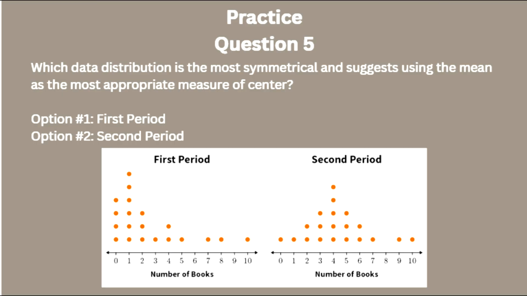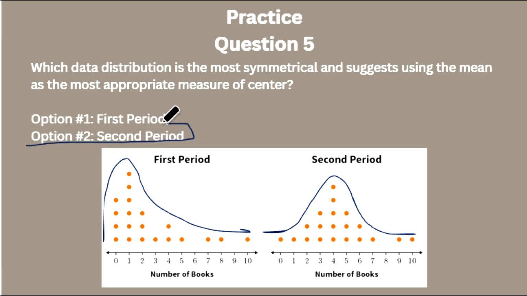Here's practice question number 5. Which data distribution is the most symmetrical and suggests using the mean as the most appropriate measure of center? Speed round. Well, obviously this one's the most symmetrical. It still has a tail, but it's the most symmetrical. This one is very skewed. Okay, so second period. Remember, these might be shuffled. Don't just pick number 2.